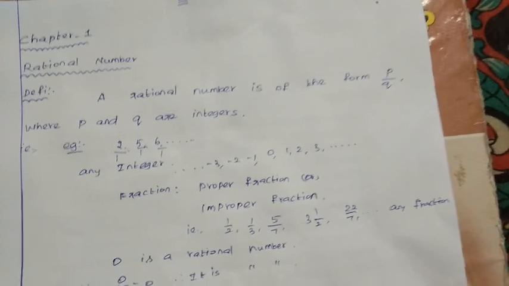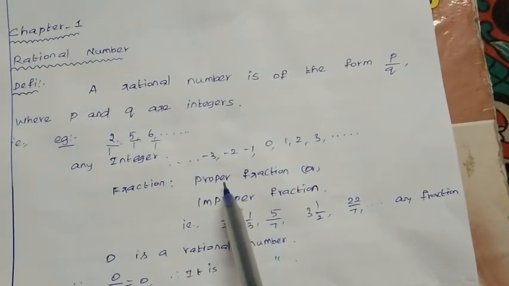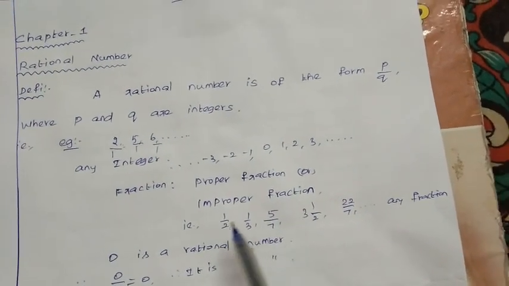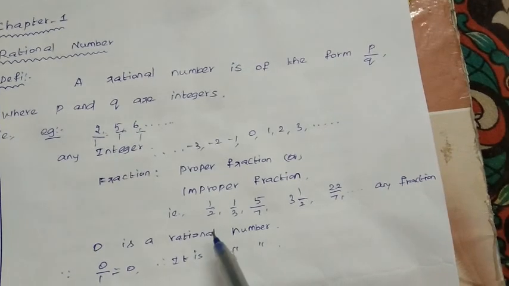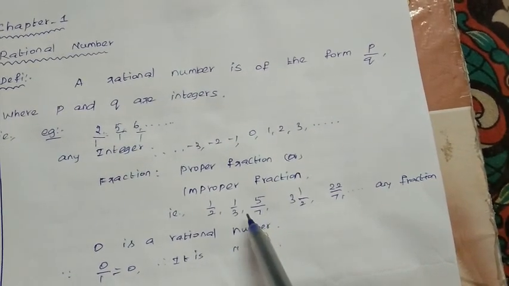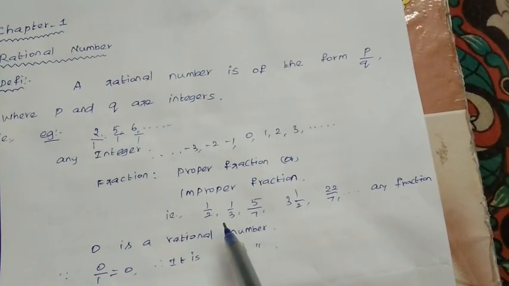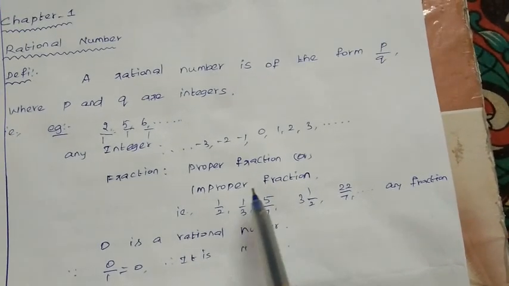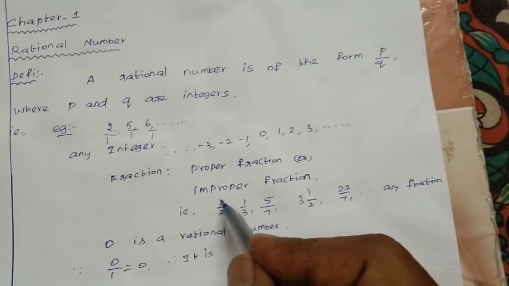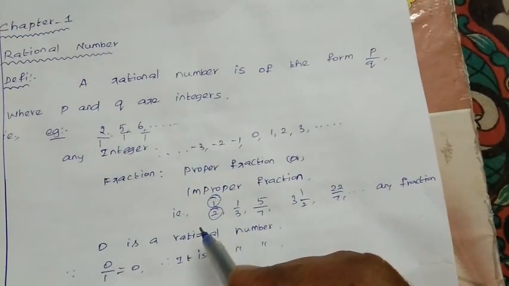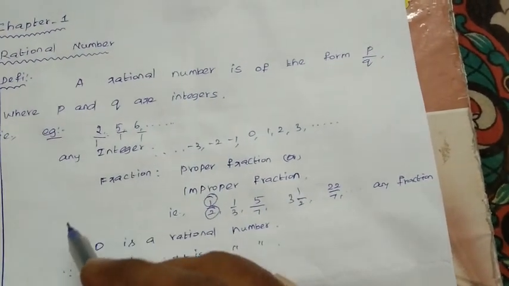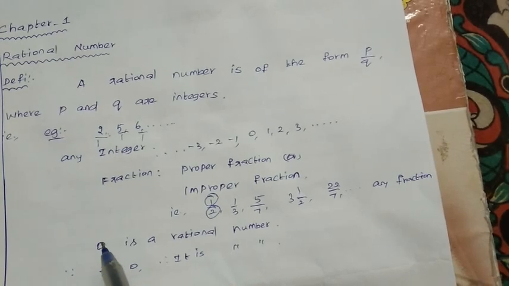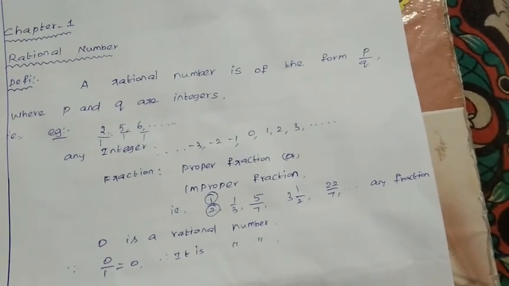So now just come to the fraction. Proper fraction or improper fraction, we know that. Any mixed fraction, proper, improper, whatever it may be, they are all rational numbers. So a rational number is of the form p by q, that is, numerator one number and denominator another number. It may be any one, so it's also a rational number.